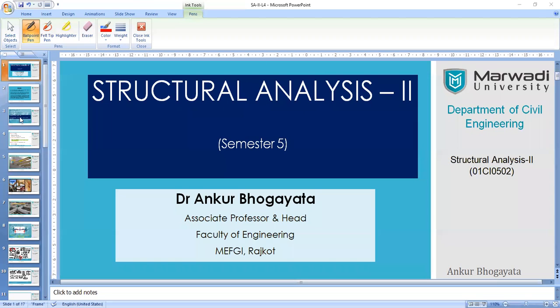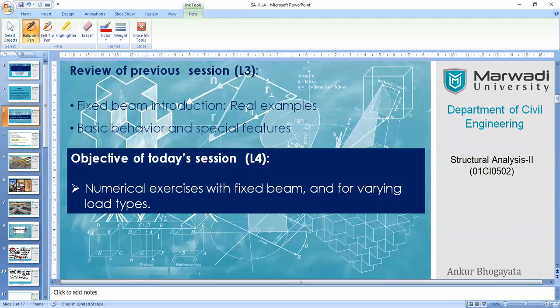So again, today's session is dedicated to numerical examples and exercises. In the next session, I shall be teaching you how to analyze another type of indeterminate structure, called the continuous beam. So next week, we are going to begin with the continuous beam. Today we are going to conclude the fixed beam as an indeterminate structure.